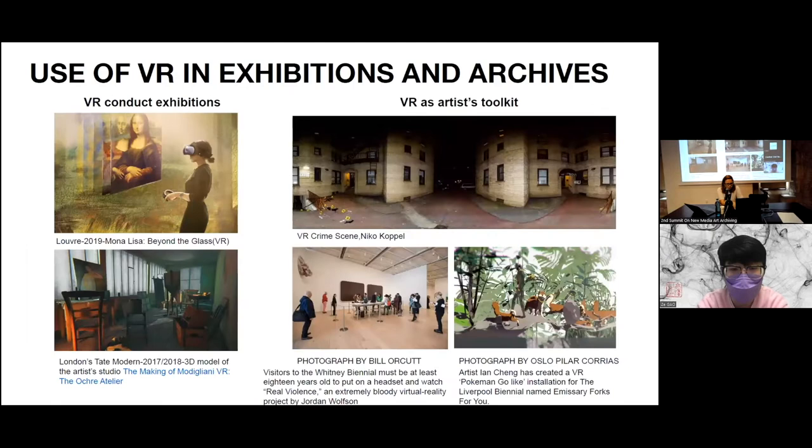For this part, we did a literature review about existing exhibitions. On the left side, VR exhibitions which happened in 2018 and 2019, which were really successful. The first is Mona Lisa: Beyond the Glass, a VR exhibition. The second one is a 3D model of an artist's studio, and the audience can really get into the studio to experience the artist making the painting. The right side is VR as an artist toolkit, helping artists make their own artwork. The top one is a VR piece by Nicole Cooper. And the bottom left is a famous artwork, Real Violence.